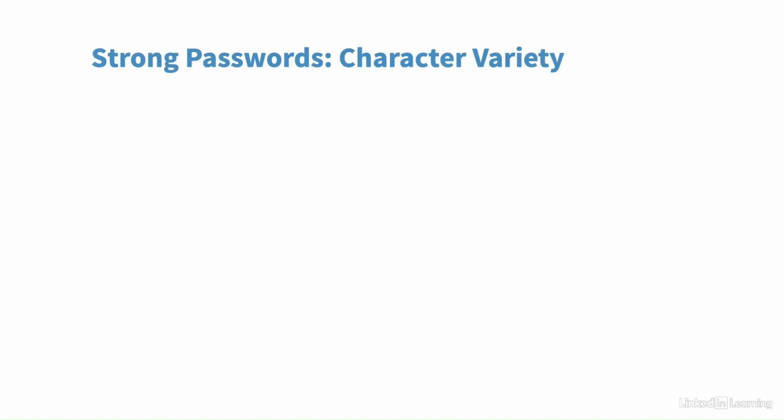A wheel numbered from 0 to 9 had less possibilities than a dial numbered from 0 to 39. The dial had a larger key space to search. So we want to have passwords that make use of as many different types of characters as we can. We want to have uppercase letters, lowercase letters, numbers, and symbols.